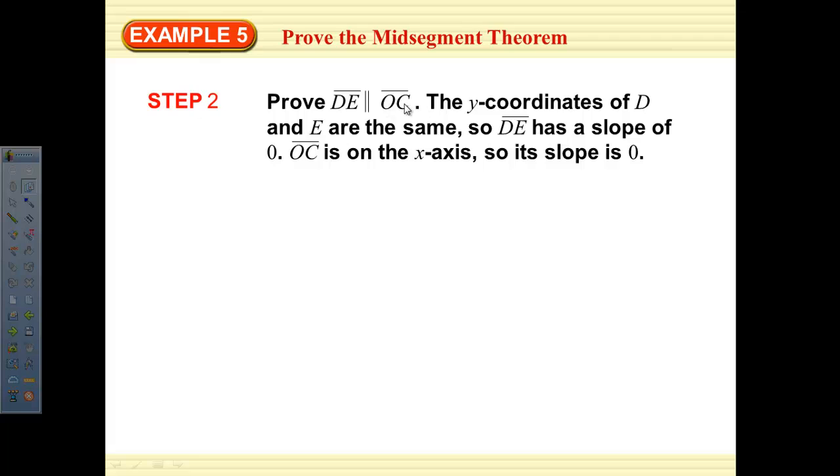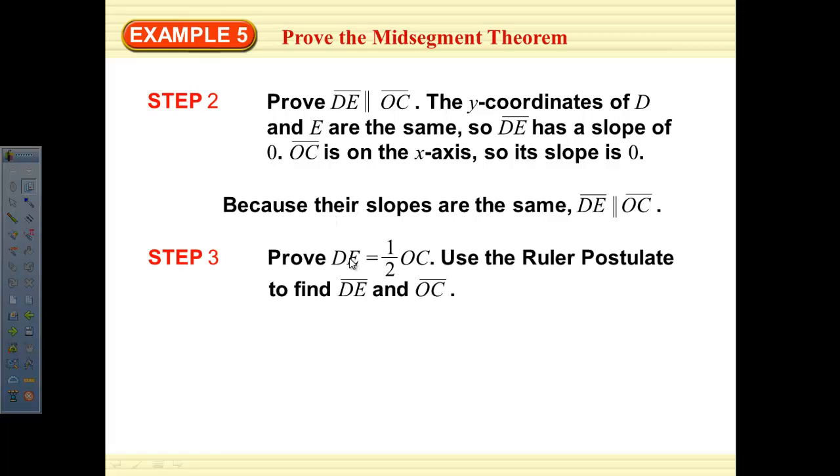So to prove they're parallel, we find the slope for D to E, and the slope of DE is a slope of 0 because it's horizontal. OC is on the x-axis, so it's also horizontal. So the slope of that is 0. Therefore, since they both have the same slope, we can say that those two lines are parallel.